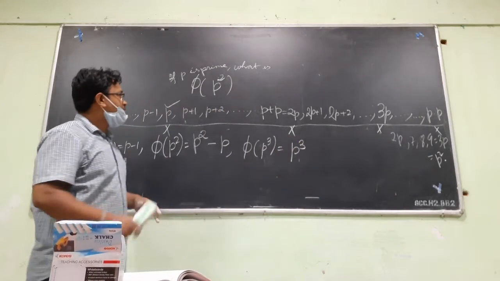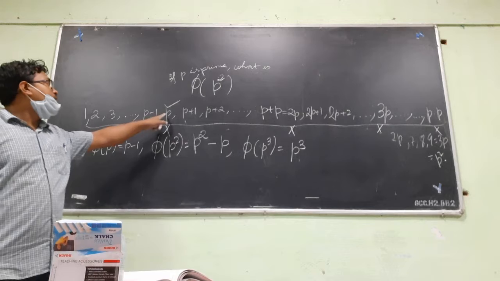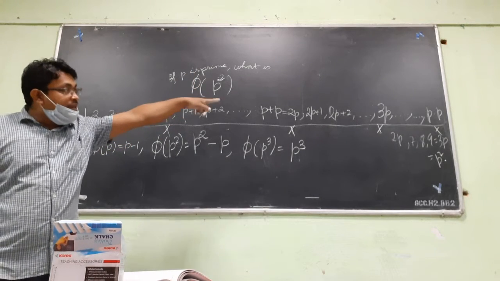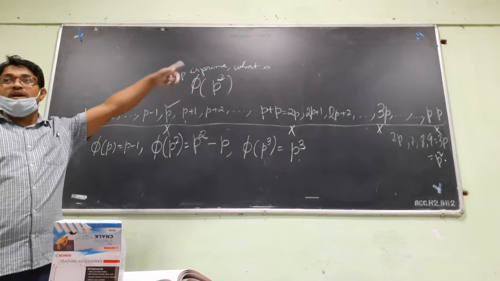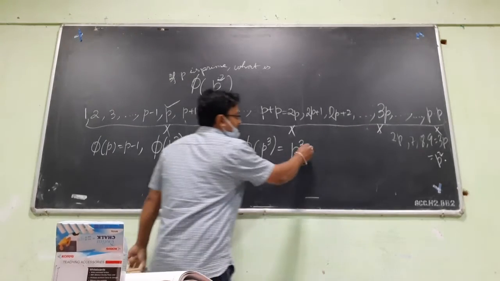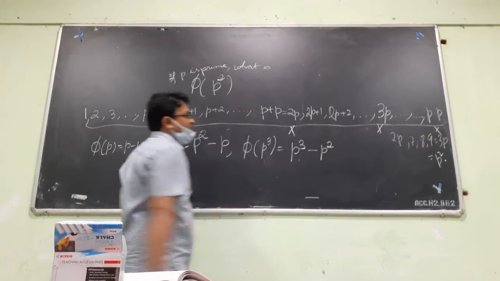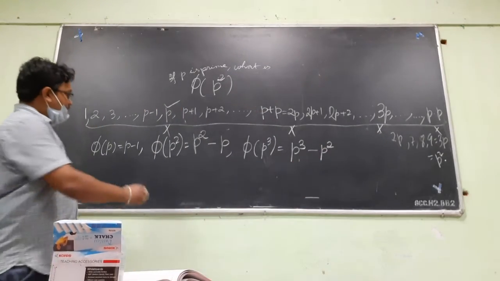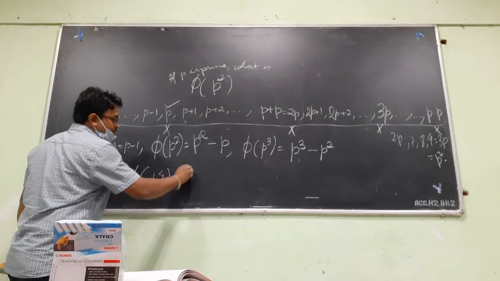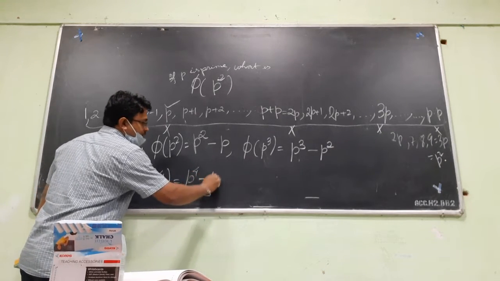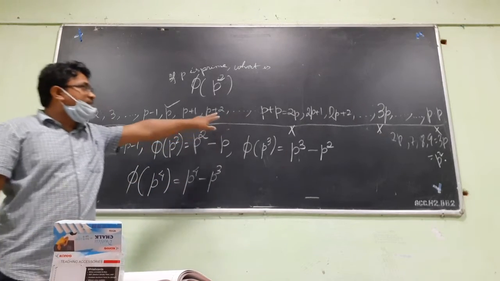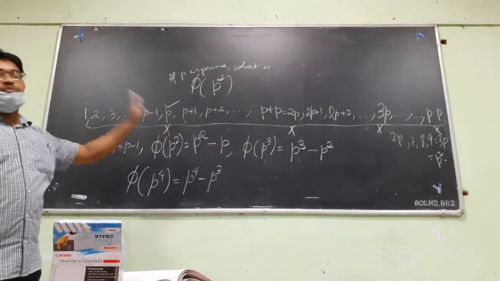Out of those numbers, which are the multiples of p? p, 2p, 3p, 4p, 5p, up to p square times p. So there are exactly p square multiples of p. So this is exactly p cube minus p square. Similarly, what is phi of p to the power 4? It will be p to the power 4 minus p cube. There are exactly p cube multiples of p. Everything else is relatively prime to p to the power 4.